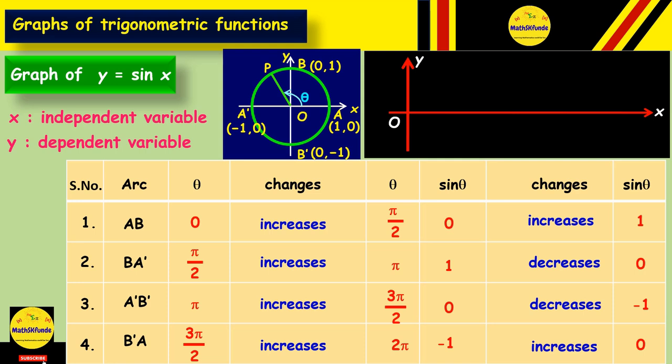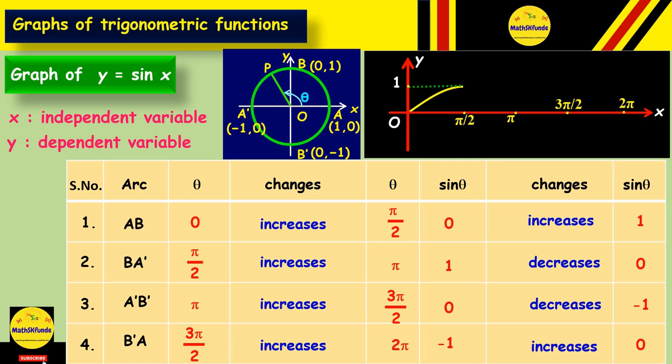So if I want to take care of this table on this graph, first I will have to mark those points. The distances are pi by 2, pi, 3 pi by 2, 2 pi. These are the angles which I am mentioning here. And then I want to see what happens to the values of sine theta. Now the sine theta value changes from 0 to 1, meaning it increases from 0 to 1 when theta changes from 0 to pi by 2. This is my first entry, as in the table.